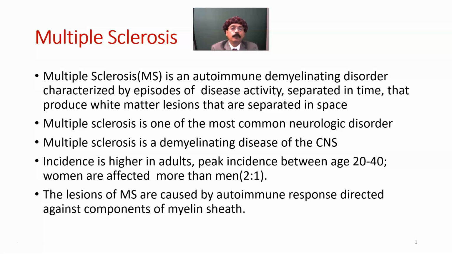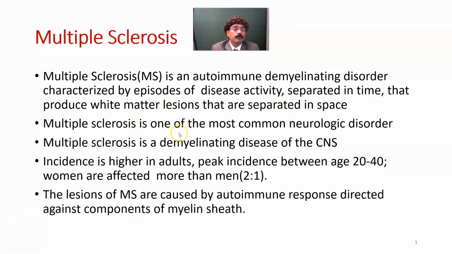Today I will discuss multiple sclerosis. What is multiple sclerosis? The definition is as follows. Multiple sclerosis is an autoimmune demyelinating disorder characterized by episodes of disease activity separated in time that produce white matter lesions that are separated in space.